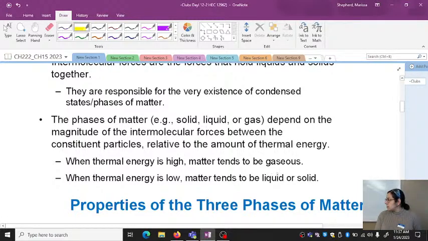We've just seen this general trend. If energy is high, then matter tends to be gaseous. And when thermal energy is low, matter tends to be a solid or a liquid. Again, just very general trends.